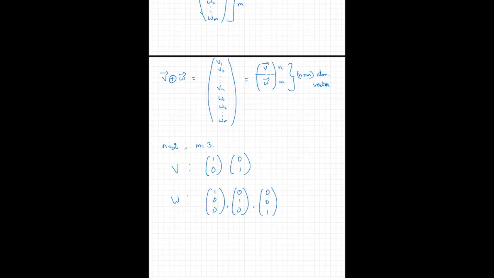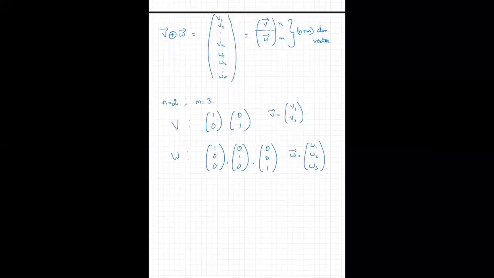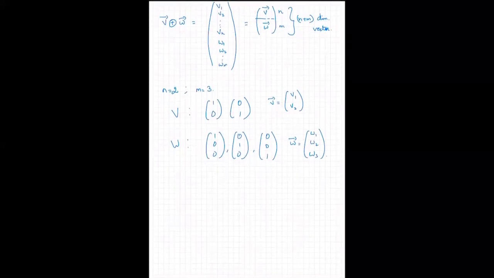So how does my V vector look? My V vector is basically V1, V2. It is V1 times the first basis vector plus V2 times the second basis vector. My W looks like W1, W2, W3. It's W1 times the first basis vector F1, W2 times the second basis vector F2, and W3 times the third basis vector F3. Now, when I construct the composite space V plus W, I'm simply saying that I stack the vectors on top of each other.